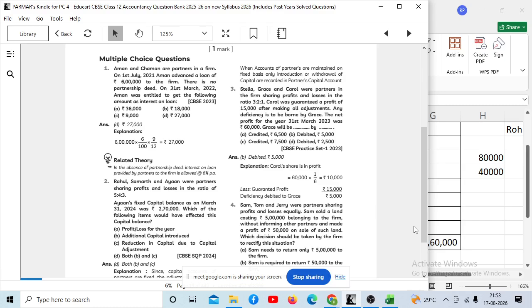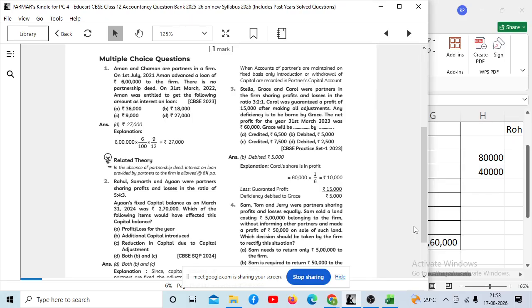Just read it. Rahul, Samarth, and Ayan were partners sharing profits and losses in the ratio of 5:4. Ayan's fixed capital balance as on March 31st, 2024 was 2,70,000. Which of the following items would have affected this capital balance?